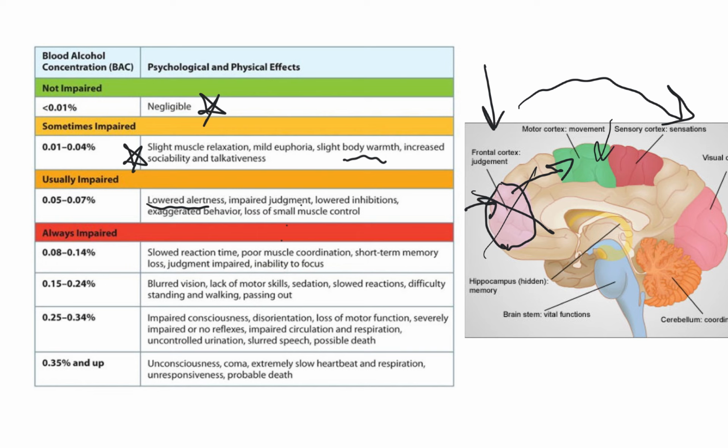Maybe it's difficult to undo their fly or turn a key. And that has to do with turning off neurons in those areas. Once you start to get up to pretty high levels of intoxication, like this 0.14, so for males, that's 5 or 6 drinks. For females, that's about 4 to 5. Reaction time gets lower, muscle coordination goes down.